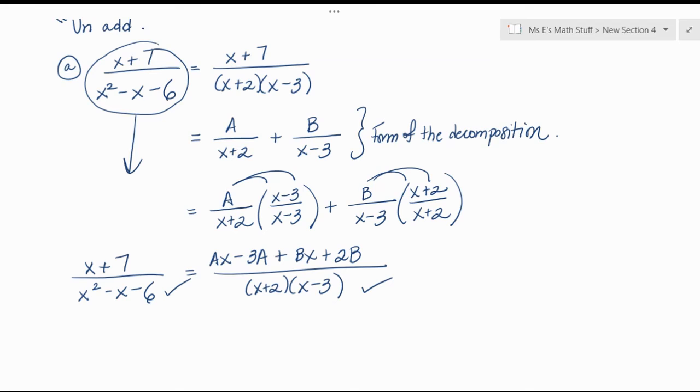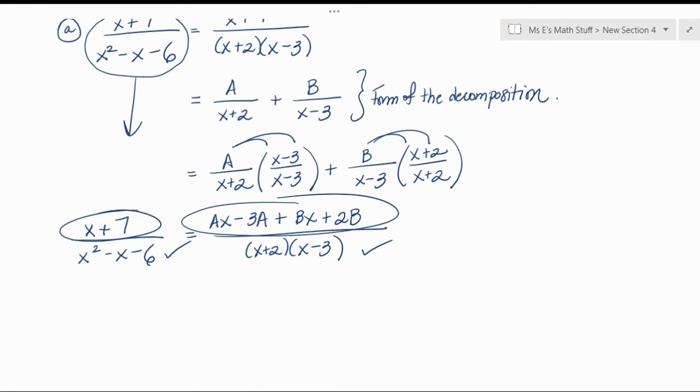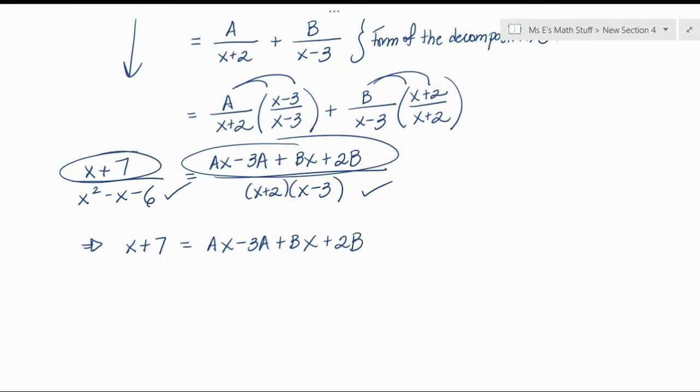And so I hope it makes sense that at this point, in order for the fractions to equal each other, I just have to win the next battle. I just have to make the numerators match. So for that reason, what you're going to see me do in my next step is you're going to see me just write the numerators down. x plus 7 would have to equal ax minus 3a plus bx plus 2b. And this is how I am going to solve the mystery as to what the a and the b values are.